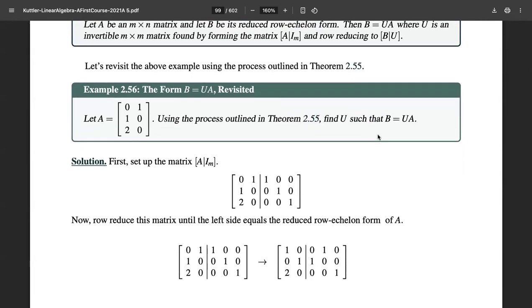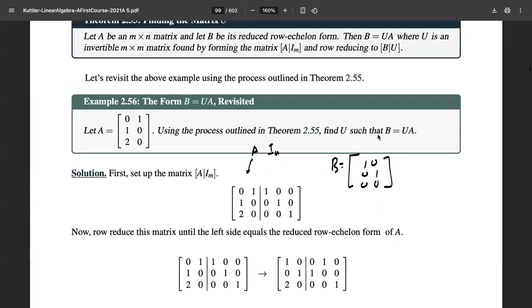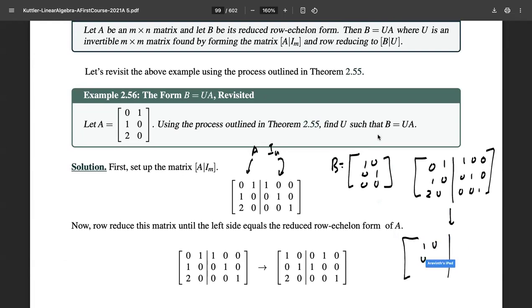So we just revisit the previous example. We start with matrix A. This is my identity matrix. We know that matrix B is going to be 1 0 0 1 0 0. Let me just check that. Yeah. And then this is identity. So I want to reach a point where I have 0 1 1 0 2 0. This is my identity matrix. And that would lead me to something like 1 0 0 1 0 0. And whatever is here is going to be my matrix U.